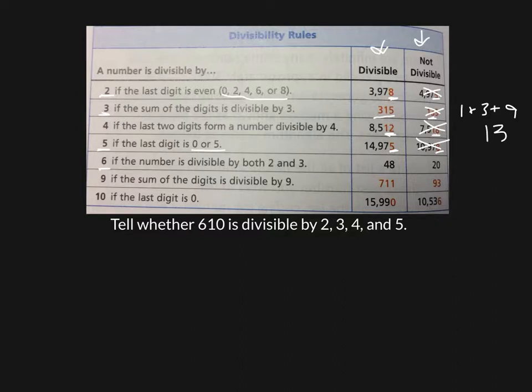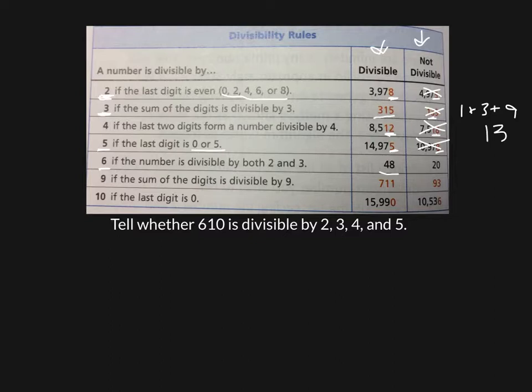Okay, 6. If the number is divisible by both 2 and 3. So this one we don't have to calculate anything. We can know: was it divisible by 2? Was it divisible by 3? If it's divisible by both, it's going to be divisible by 6. Now this seems like a lot of information overload. Like I said, this is just tips and tricks to use, and we'll go through it. I just wanted to read through this with you and talk it through a little bit.